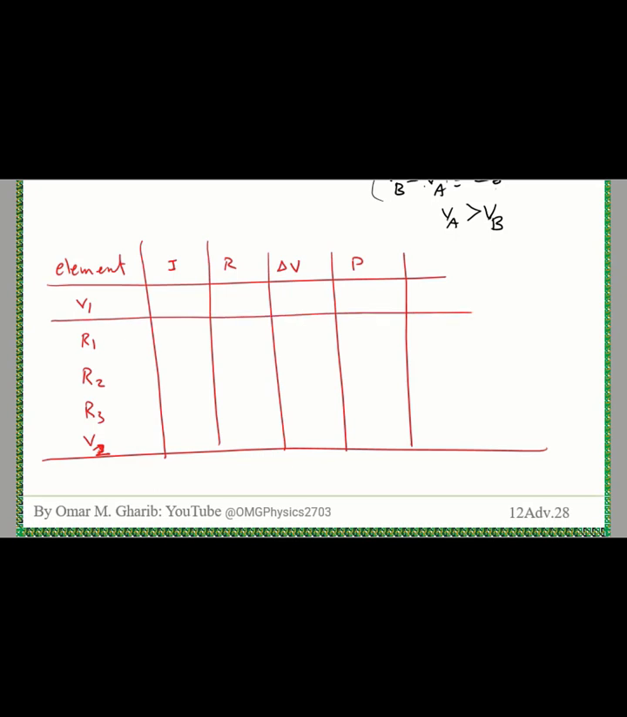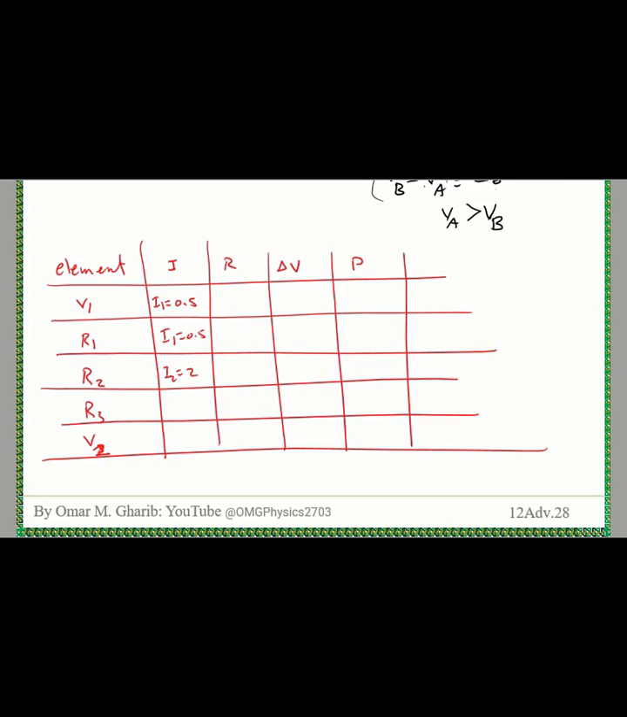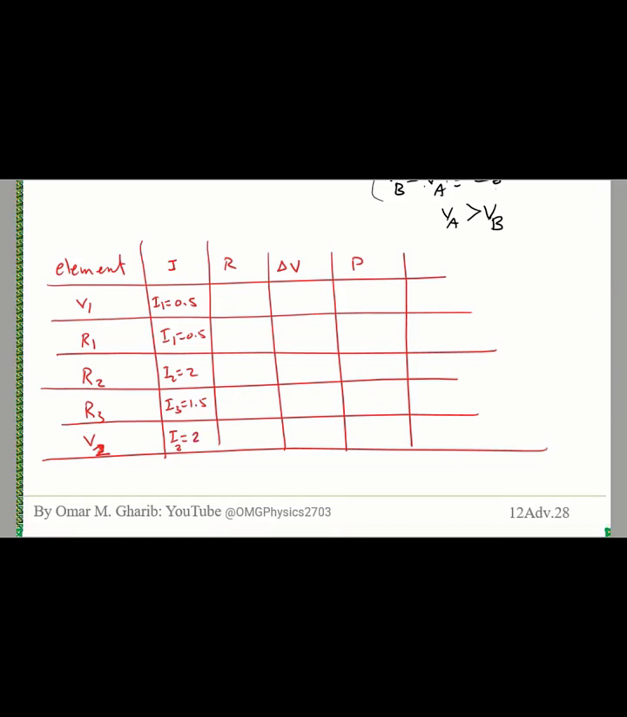What is the current flowing through V1? It is I1, which is 0.5. Through R1, it is also I1. Through R2, it is I2, which is 2. Through R3, it is I3, which is 1.5. You can go back to the solution before. And through V2, it's I2, 2 amperes.